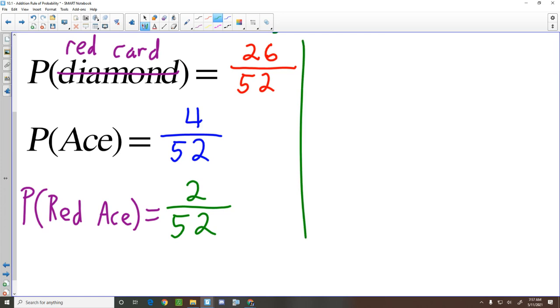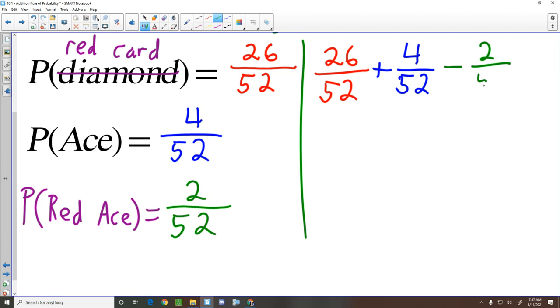So for my total calculation here, I'm going to add up the probability of event A, which is drawing just a red card, plus event B, which is drawing an ace. But I had to subtract this overlap because I counted those aces that were red 2 times. So I had to subtract that part.